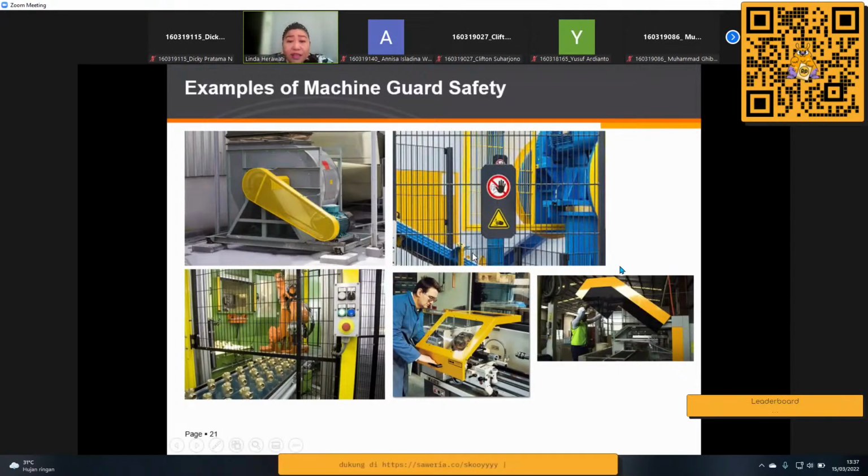Okay, this is also a guard. This is the interlock system. For example, for the genset, we need the interlock system, or with a high voltage area, it needs an interlock system. We have to add the sign here, do not touch, just be careful, and also use the yellow color here.